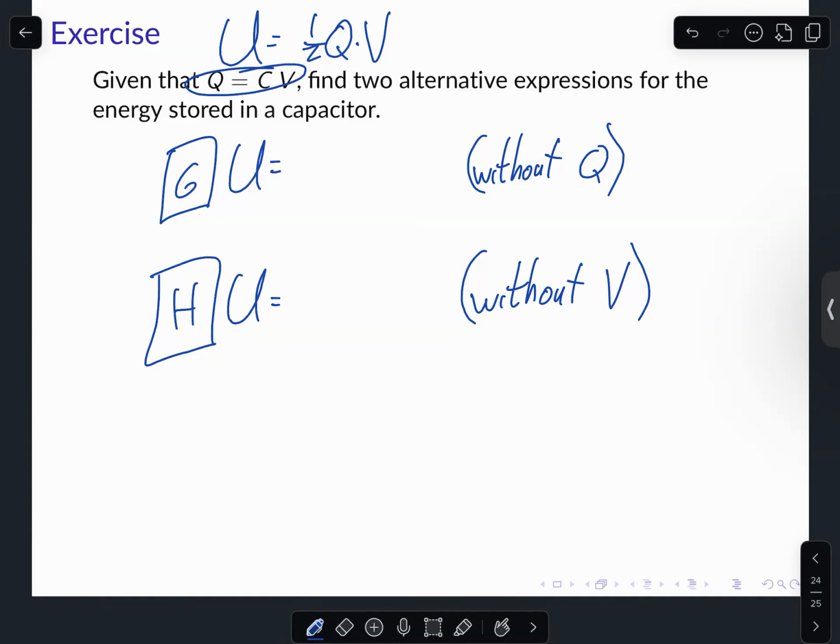I want you to plug in and solve for u. Plug in and solve for u. I mean, it's already solved for you. Plug in and simplify. Plug in and simplify. And solve for u.